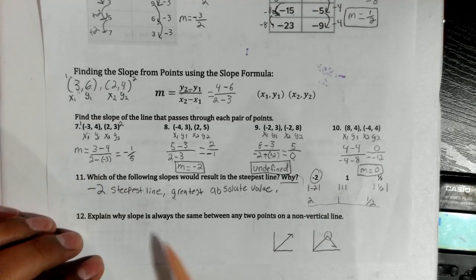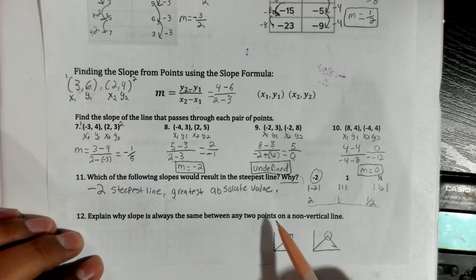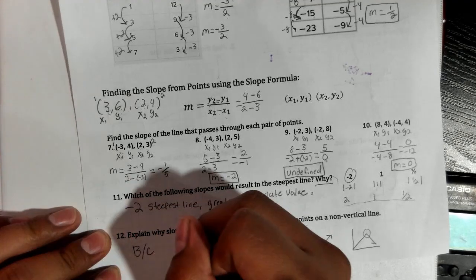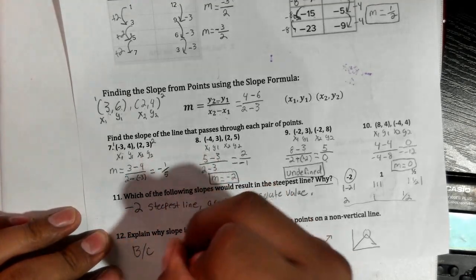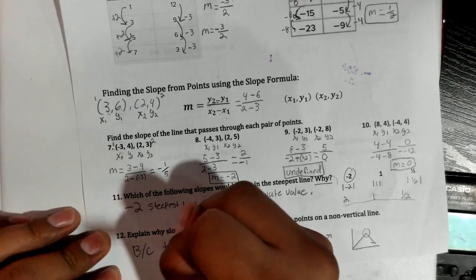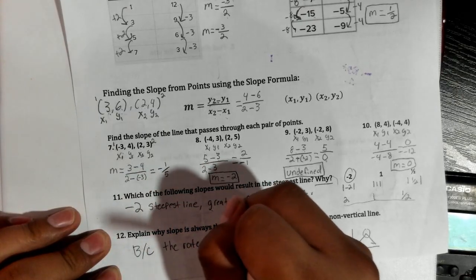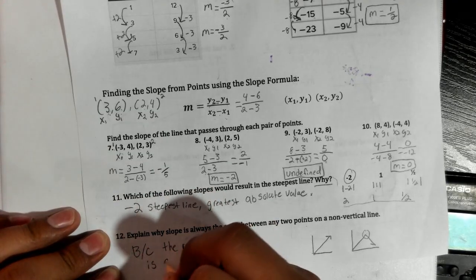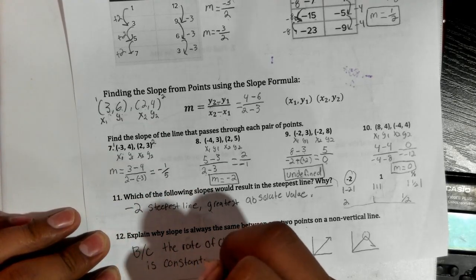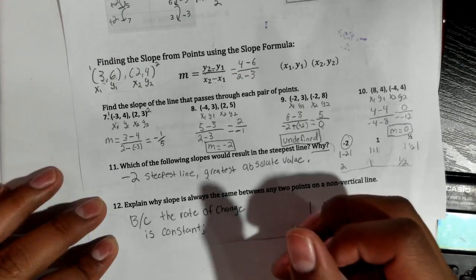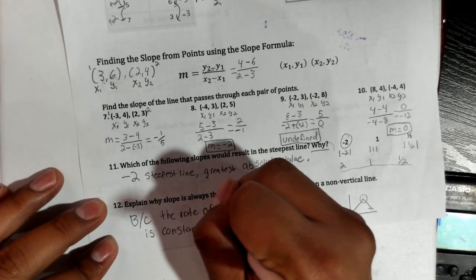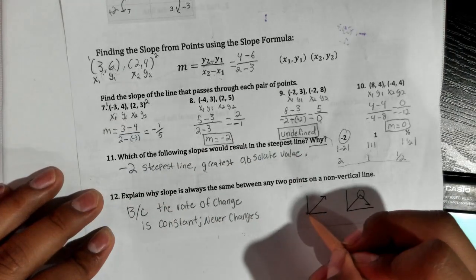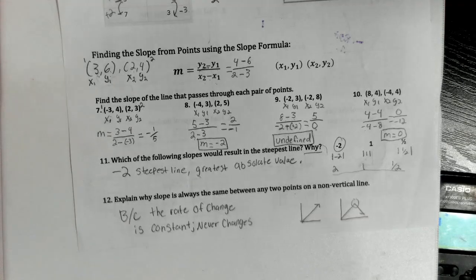So to answer the question, explain why slope is always the same between any 2 points on a non-vertical line. It's because the rate of change is constant, meaning never changes. It's at one speed, one full send, boom. All right, that's our notes for the day.